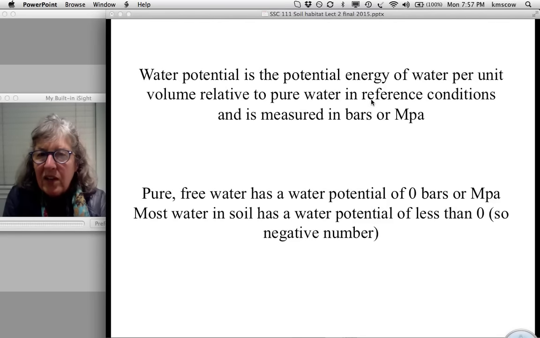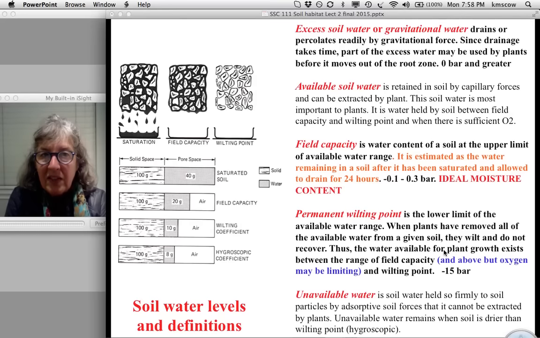And in soil, water is usually not so fortunate to be free. Water has a lot of other things that are determining how much work that water can do, meaning whether that water can move or whether that water can be taken up by plants. And so this water potential is a measurement of that. Okay, let's keep going with this.